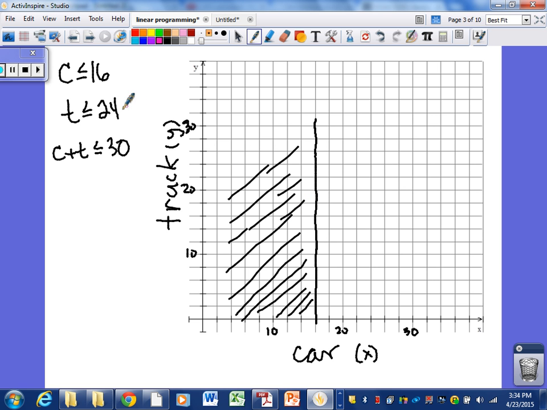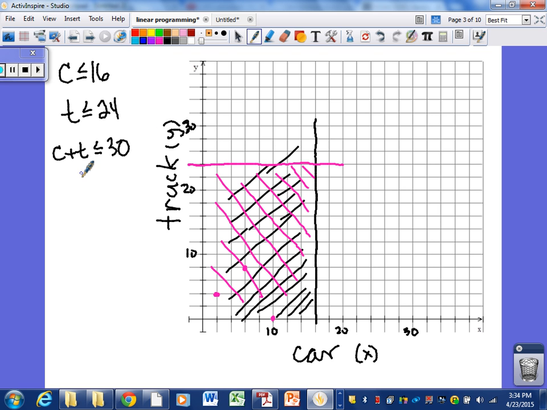Your truck is less than or equal to 24. So here's your truck's axis right here. The truck cannot exceed 24. Now we have reduced our potential answers. All of these are potentials. I could put 2 gallons of gas into my car and 4 gallons into your truck. That's an answer. I could put 6 gallons and 8 gallons. I could put 10 gallons here and 0 there. All of these are potential answers, but it's not going to be the one that maximizes my equation. Remember, I want to get the maximum number of miles I can.